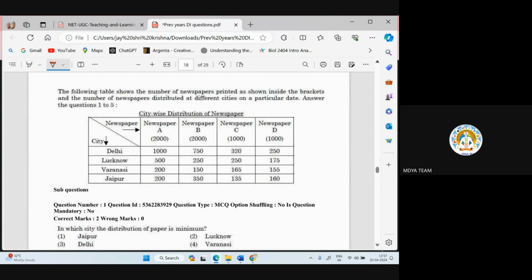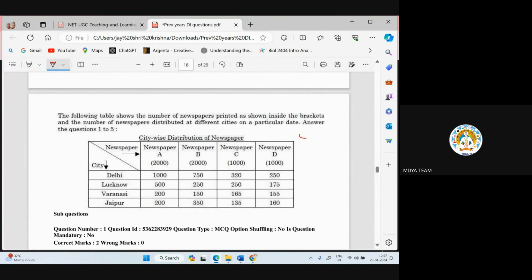Now, who will explain this table? Okay, one more question we will do, or do you want me to stop here only? Okay, sir, you can do. One question we can do. Okay, sure, sir. Now, who will explain this table? Okay, sir, I will explain.